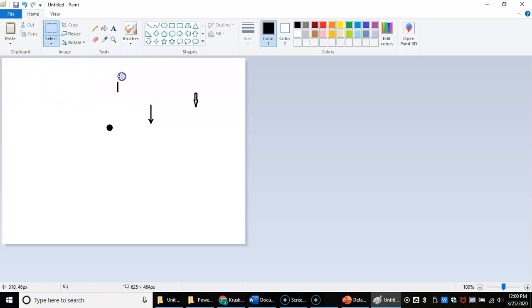Control-C, Control-V, and move this over here. Use my arrow keys to get it perfect. Now that's as long as I want it. So I do Control-C on this. Now I'm actually going to move it onto my dot.